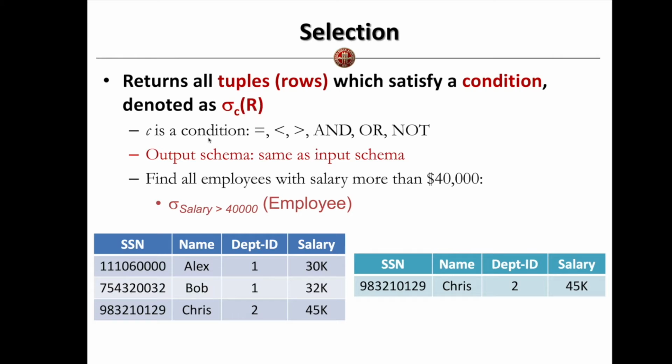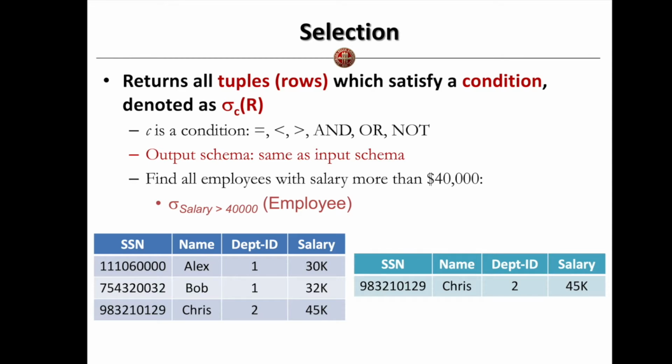C is a condition. It can denote some predicates, like some attribute equals to something, or less than, or larger than, or we can even design some more complex conditions by using AND, OR, NOT in the condition. We will show some examples.